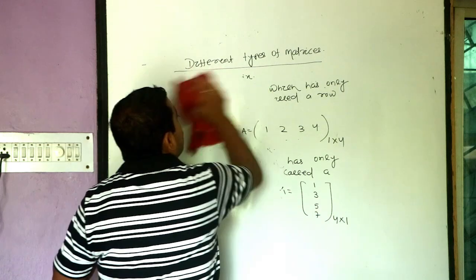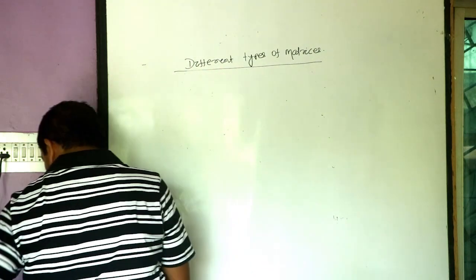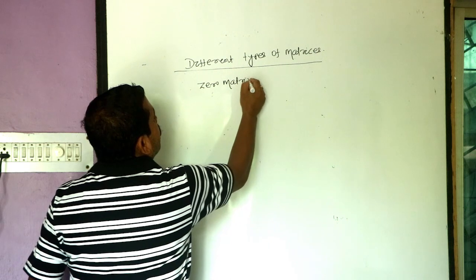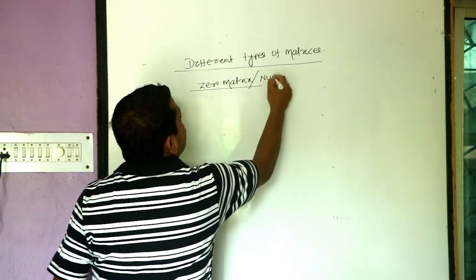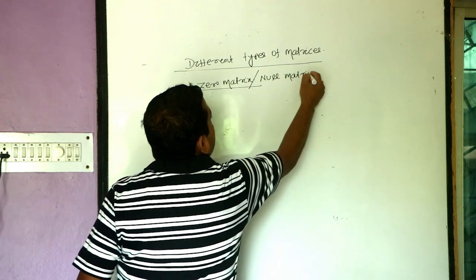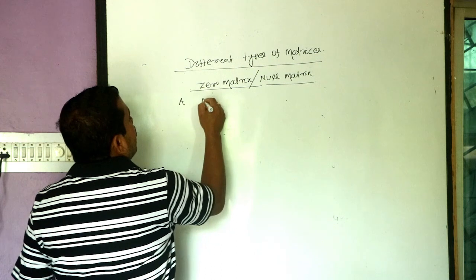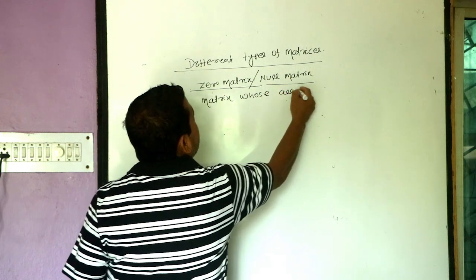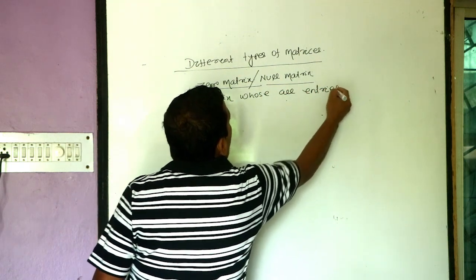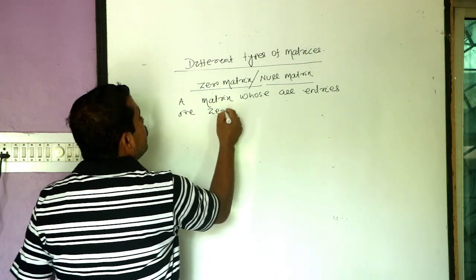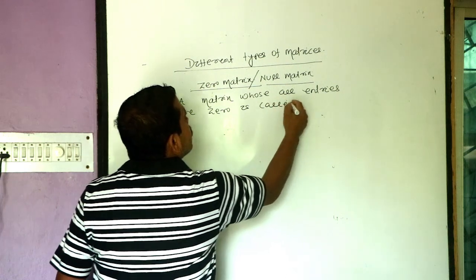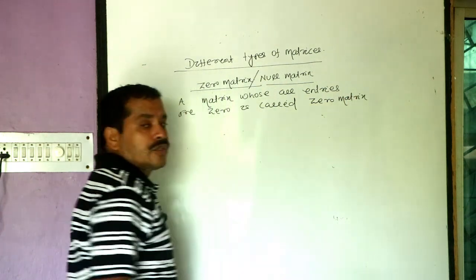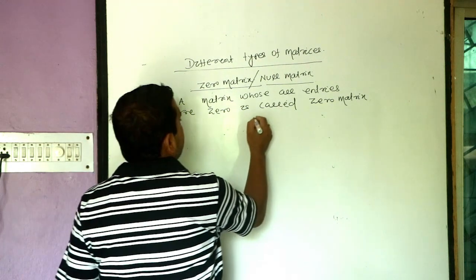Next, what is a zero matrix or null matrix? A matrix whose all entries are zero is called a zero matrix. A matrix whose all entries are 0 is known as a zero matrix.